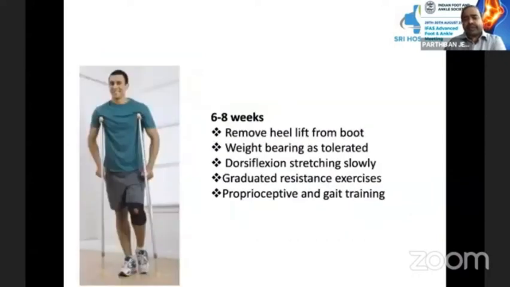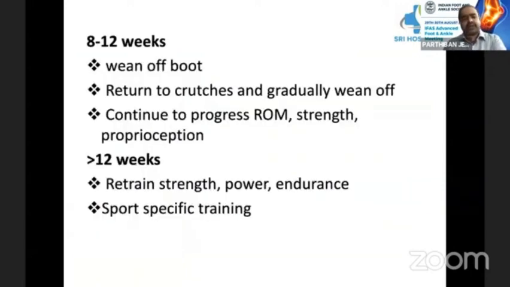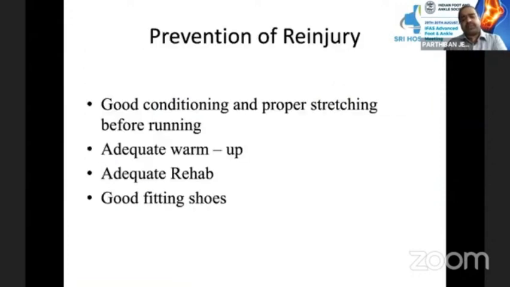6 to 8 weeks, remove heel lift from boot, weight bearing as tolerated, dorsiflexion, slow stretching, graduated resistance exercises, proprioceptive and gait training. 8 to 12 weeks, wean off boot, return to crutches and gradually wean off, continue to progress range of movement, strengthening and proprioception. 12 weeks, retrain strength, power, endurance, sport-specific training, prevention of re-injury, good conditioning and proper stretching before running, adequate warm-up, adequate rehab, good fitting shoes.